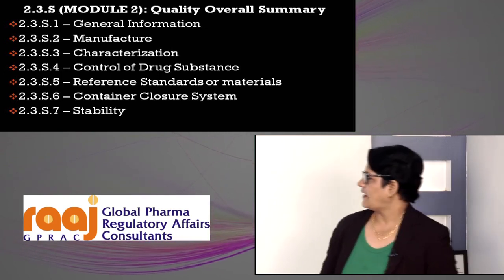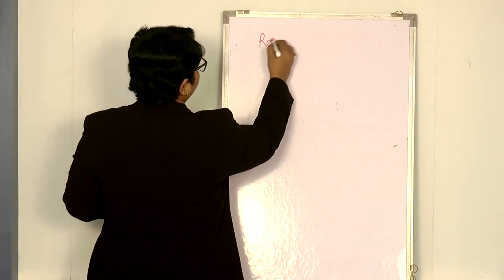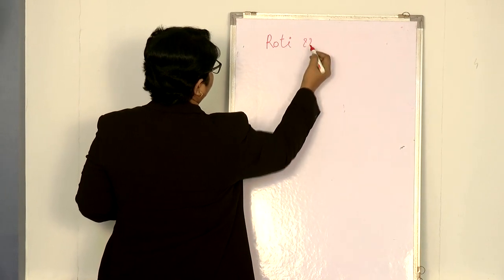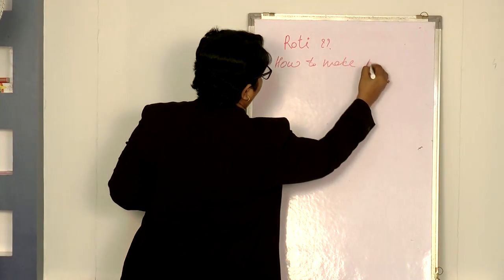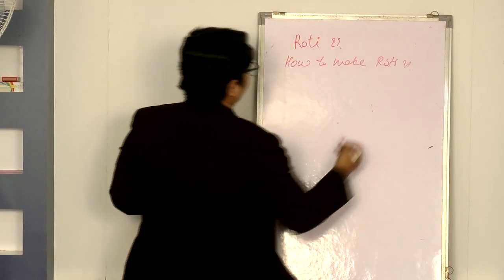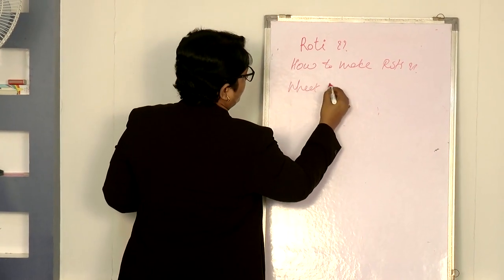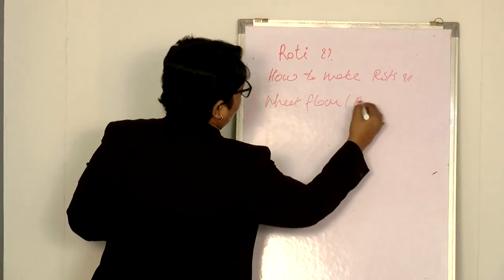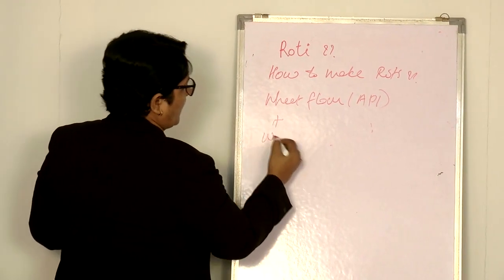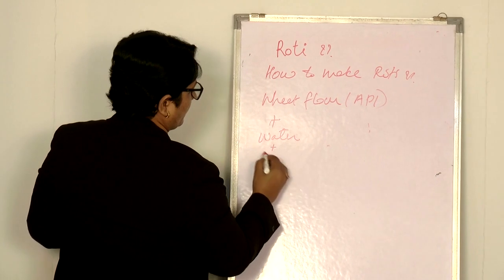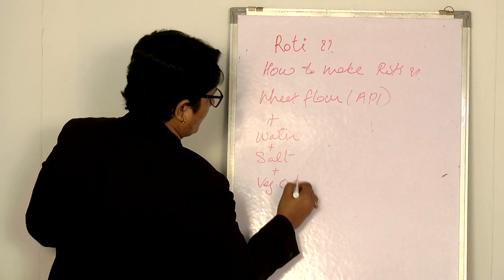I will give one example of roti: how to make a roti. When we want to make a roti, you have to take wheat flour, which is your active pharmaceutical ingredient, in which you are going to add water plus salt plus vegetable oil.